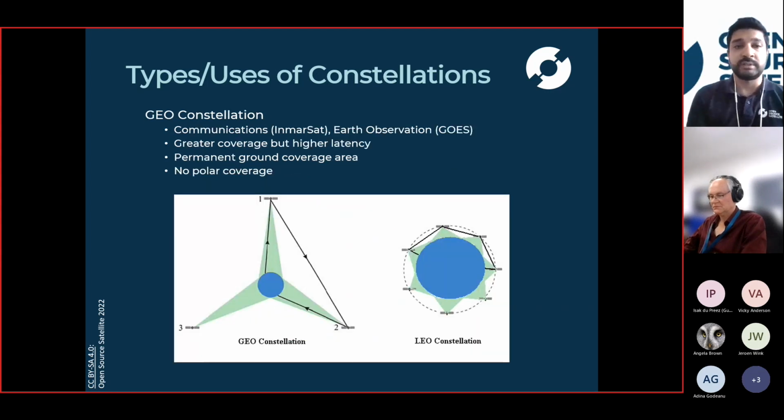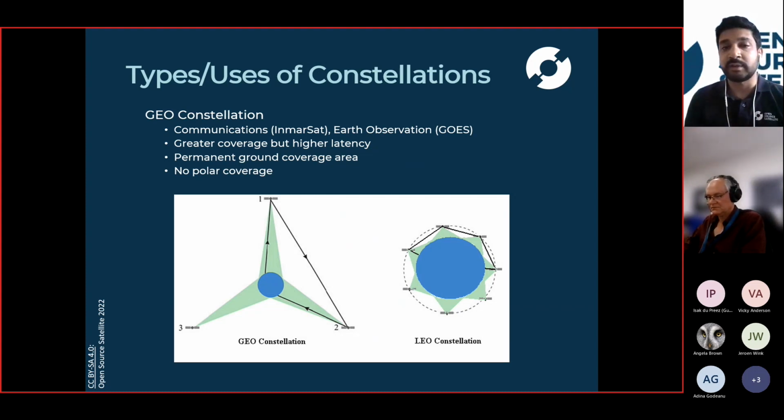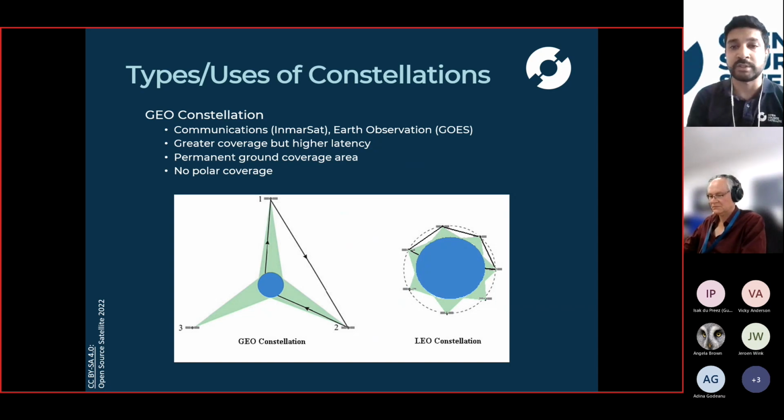Then you also have the geo type of constellation. An example of that is the Inmarsat constellation, which is used for comms. And you also have satellites used for Earth observation in the GOES constellation. That provides a much greater coverage of Earth. As you can see, you only need 3 satellites to get global coverage, but it does introduce higher latency.